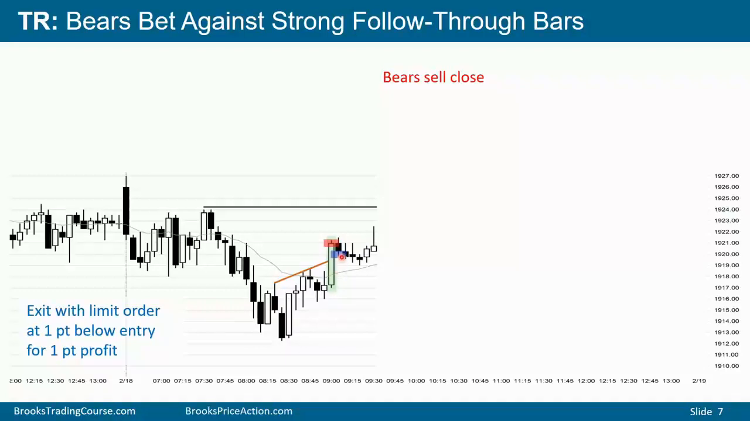And it fell 1 point on the very next bar, and they can exit with their 1 point profit. They were willing to scale in higher if they had to, but if the market immediately goes their way, they just take their profit.